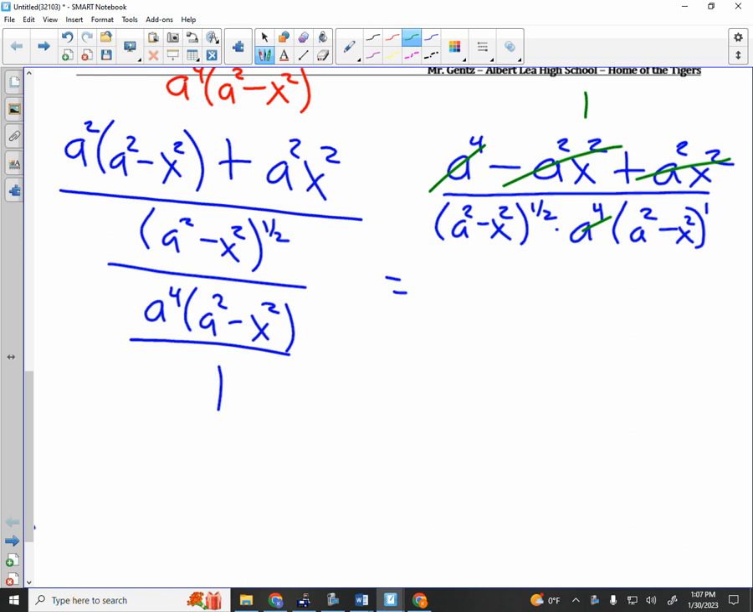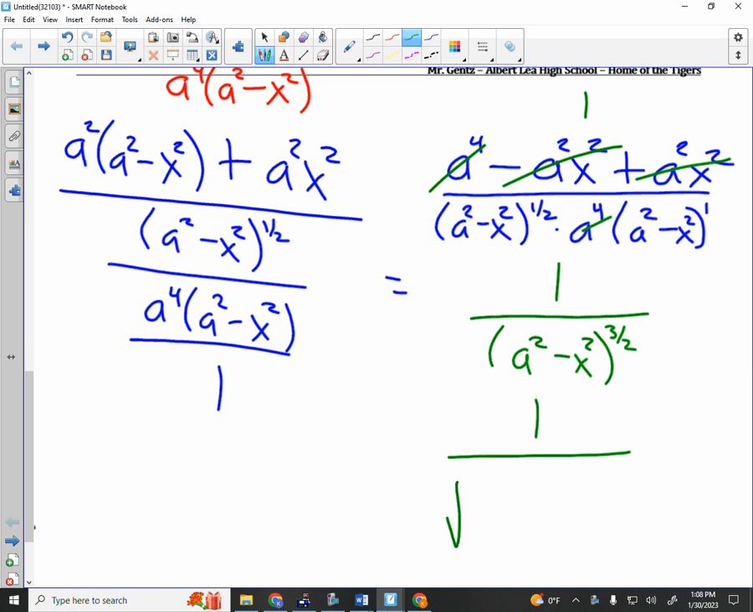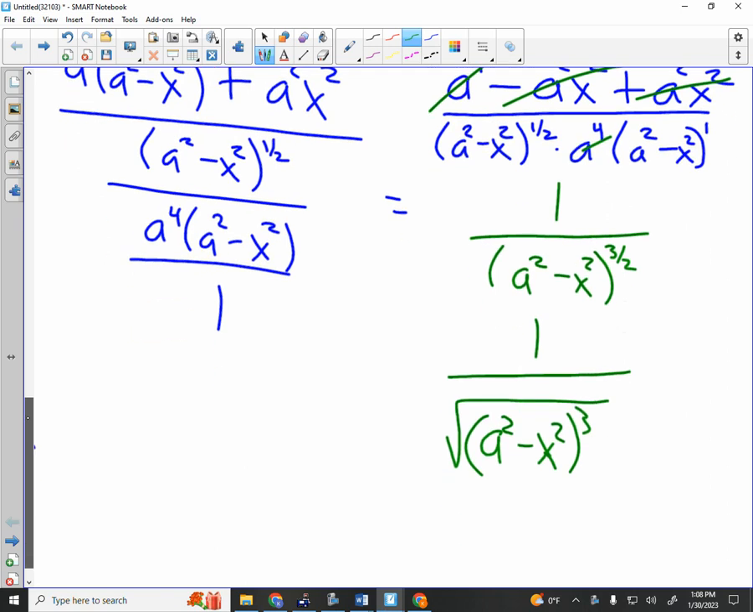They're the same base. And if you have same bases, what do you do to the exponents when you multiply? Add. What's a half plus 1? 3 halves. So a squared minus x squared to the 3 halves power. What is a different way you can write 3 halves power? Is that what I have up above? It sure is. Isn't that pretty?